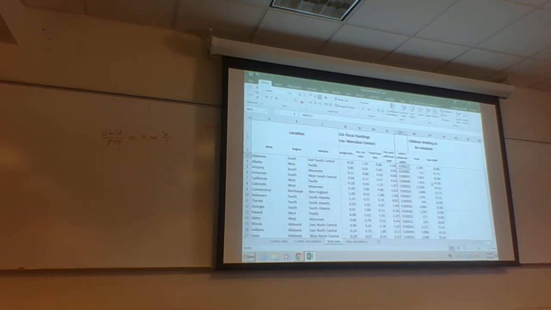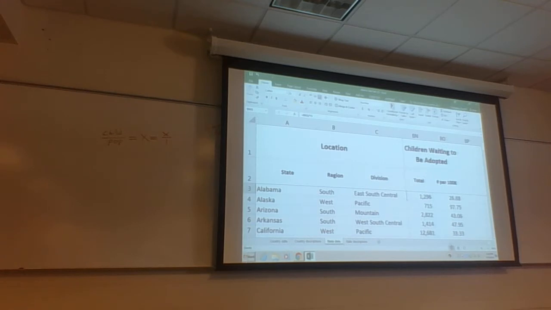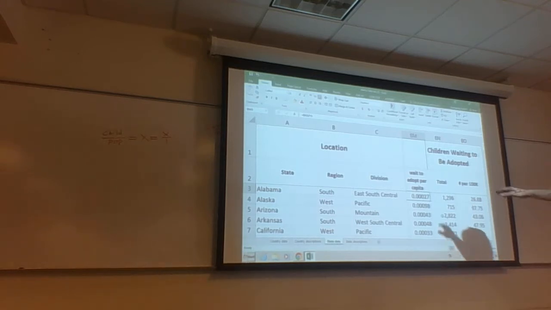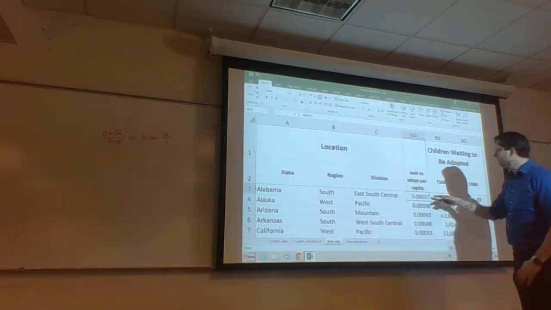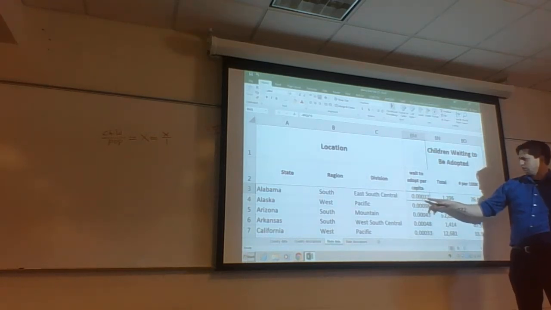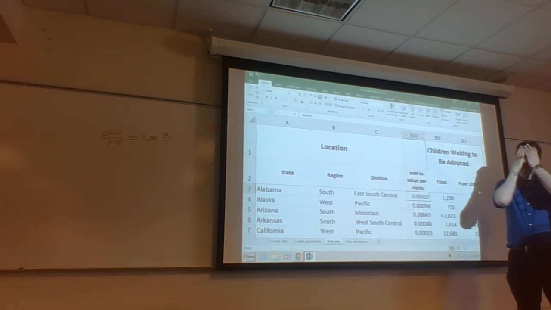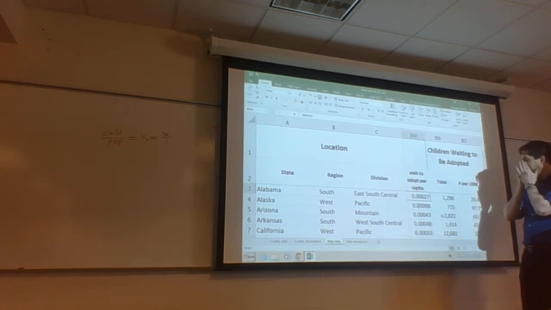What am I supposed to do with that? Oh, wow. Let's see. Okay, fine. Alabama has, for every person, 0.00027 kids waiting to be adopted. That's not making any sense. How am I supposed to use that?